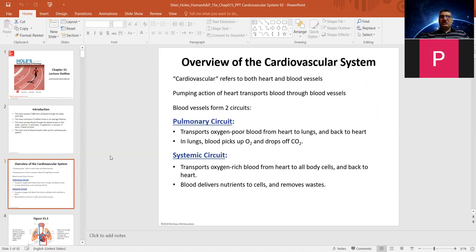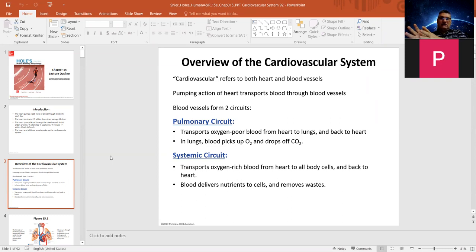So we will have two circuits. The blood, when it leaves the heart, doesn't just go in one direction. It doesn't go to the body and then return from the body. No, it also goes to the lung and comes back from the lung. So we have two circuits that alternate. The blood leaves the heart, goes to the lung, gets oxygenated, comes back to the heart, and the heart pumps it into the other circuit because now it has oxygen.